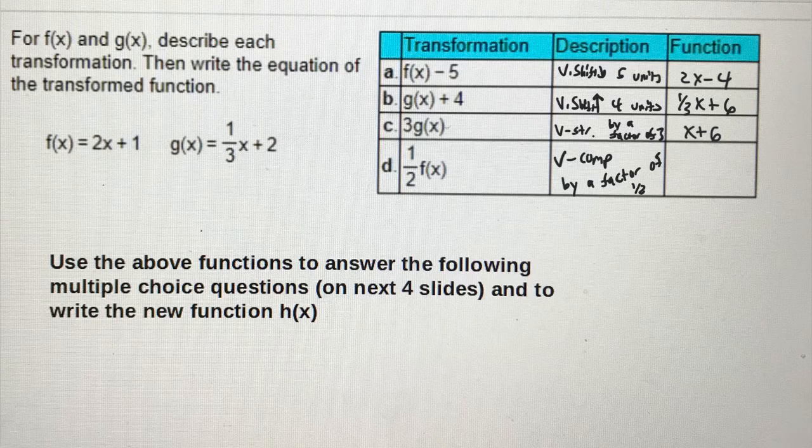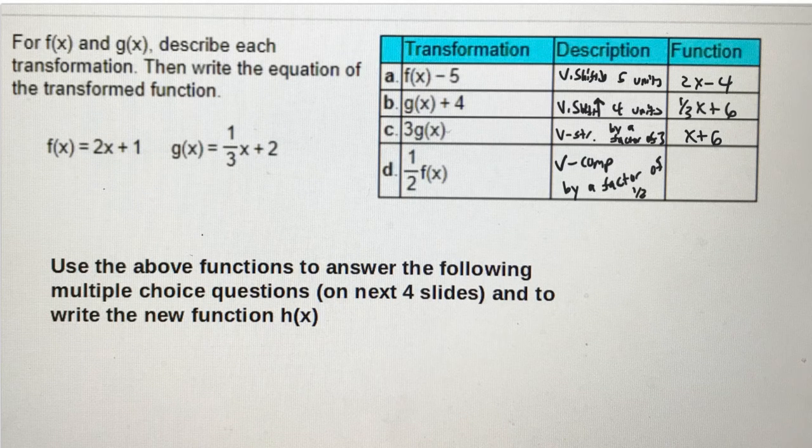So what do we do? Well, we multiply 1/2 times f of x. F of x is over here. We're going to go ahead and multiply 1/2 times f of x. And therefore, it's going to be 1/2 times 2x plus 1. And that ends up becoming such that we distribute.